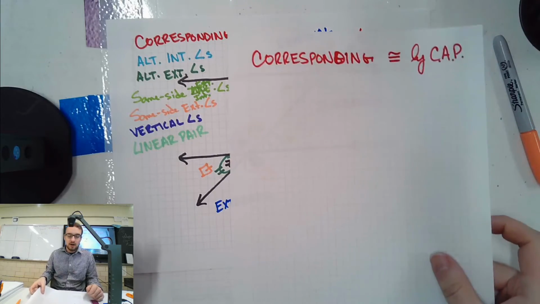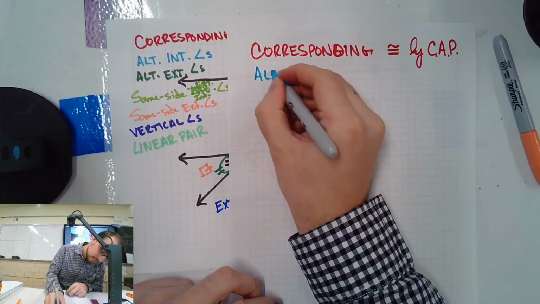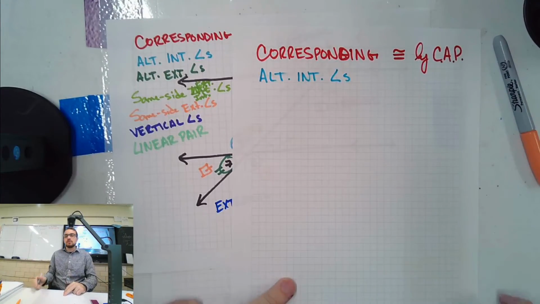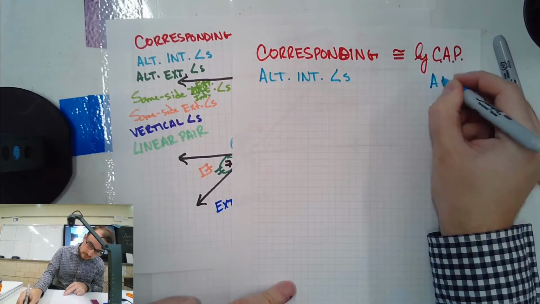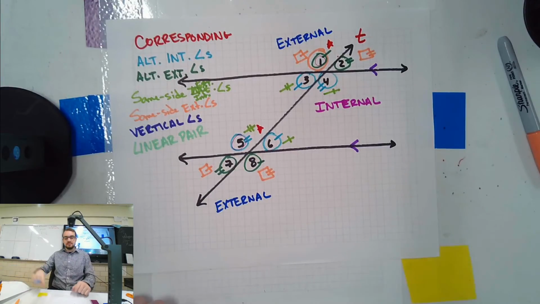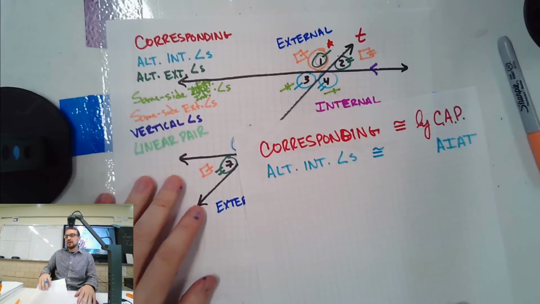Cool. What about alternate interior angles? Well, we have a theorem called the alternate interior angles theorem. What are they going to be? We're going to prove that next time. Hang on to this diagram.